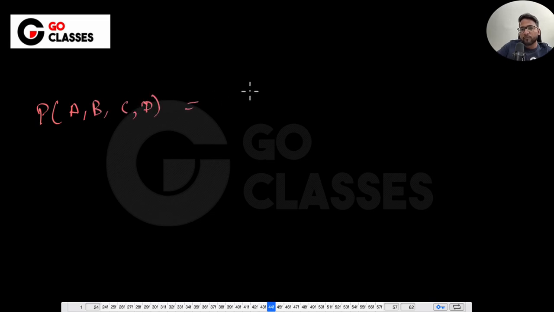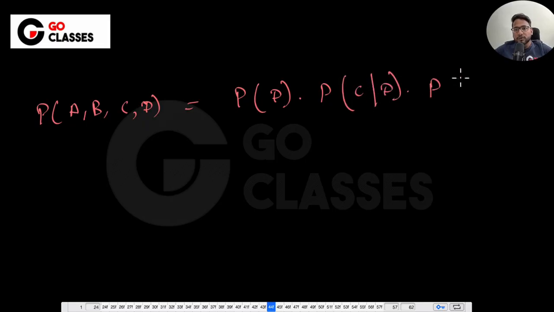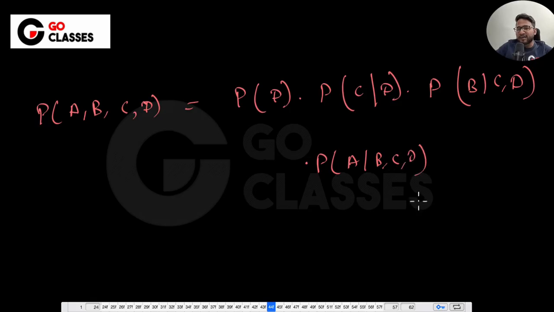So what you will do, you can write it as probability of D into probability of C given D into probability of B given CD into probability of A given BCD. So actually you can write like this, and maybe some other permutation also you can write, and then you can rewrite like this. Although these things are not required for GATE, so let's just end this discussion here.